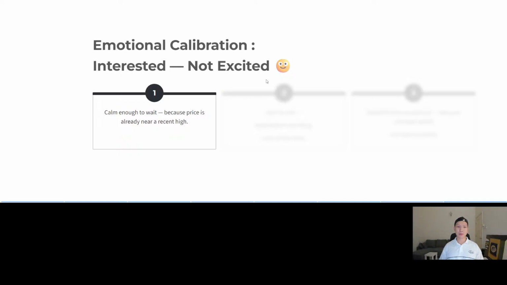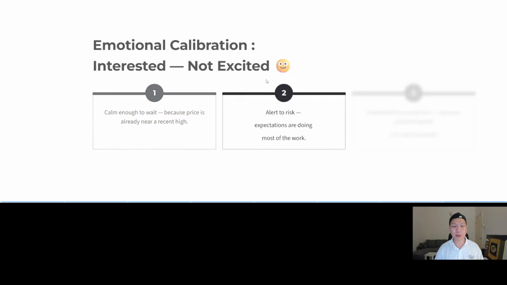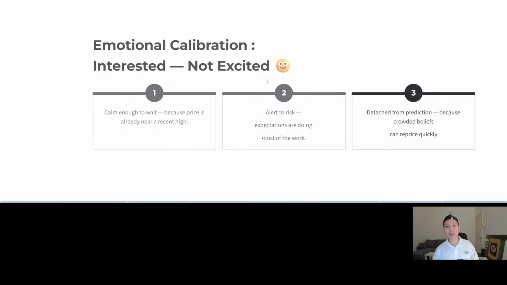So first, if you're trading the euro US dollar, what do I mean by interested but not excited? It means that you're calm enough to wait, okay? Because the price is already near a recent high. You need to stay calm because it's already near a recent high. And number two would be alert to risks because expectations are doing most of the work. Okay, expectations are doing most of the work. And number three, detach from prediction because crowded belief can reprice quickly.